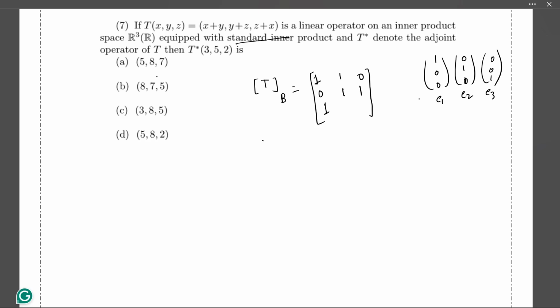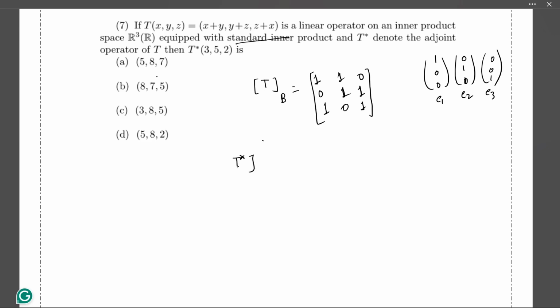Calculate from here. T of E2 is what? You put just y equal to 1 and everywhere else 0. This is 1 1 0, the second column. T of E3 is just 0 1 1, that is equal to 1 and x, y equal to 0. So this is your T.